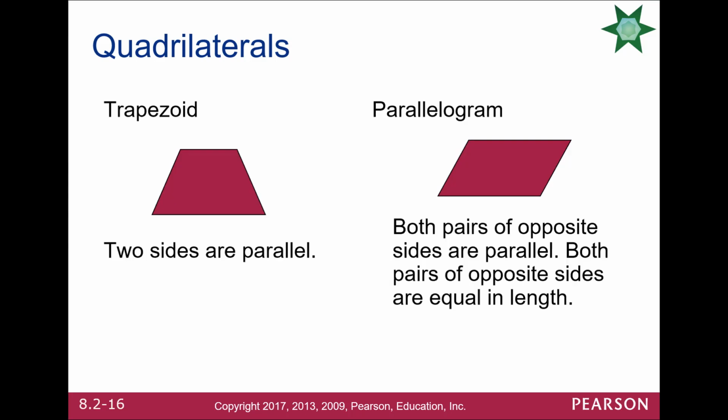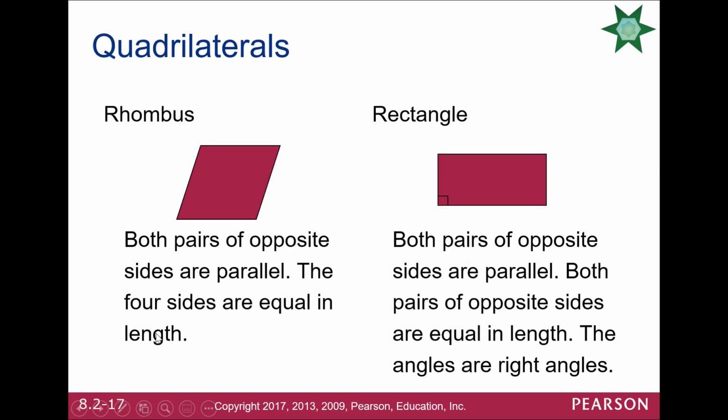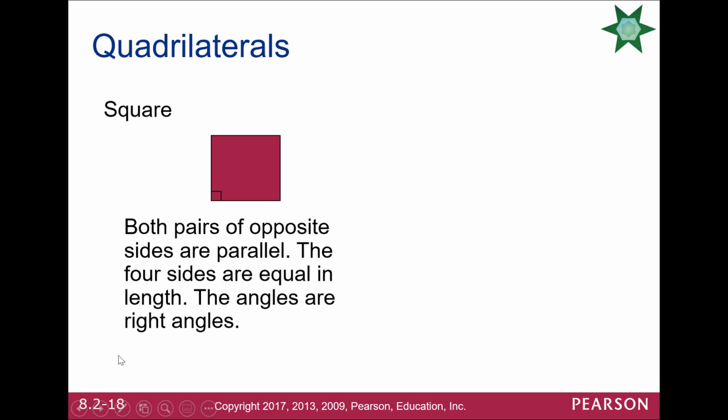Of course, you have things like trapezoids, where you have two sides that are parallel. Parallelogram, where opposite sides are parallel, and opposite sides are equal lengths. You have a rhombus, where both pairs of opposite sides are parallel and all four sides are equal length. You have a rectangle where you have right angles and opposite sides are equal. And then you have a square where all four sides are equal and you have right angles. This would also be called regular, by the way, since all the sides and angles are the same.